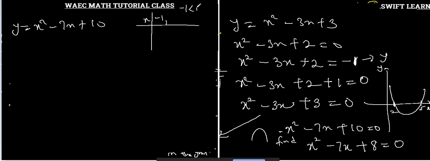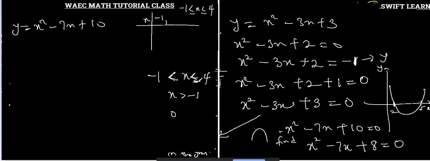Then you have to start from minus 1 to 4. Please note your inequality sign, very important. If you are given x is greater than minus 1, you don't start from minus 1, you start from 0. Your table starts from 0 and it ends at 4. This sign means less than, and this one means less than or equal to.